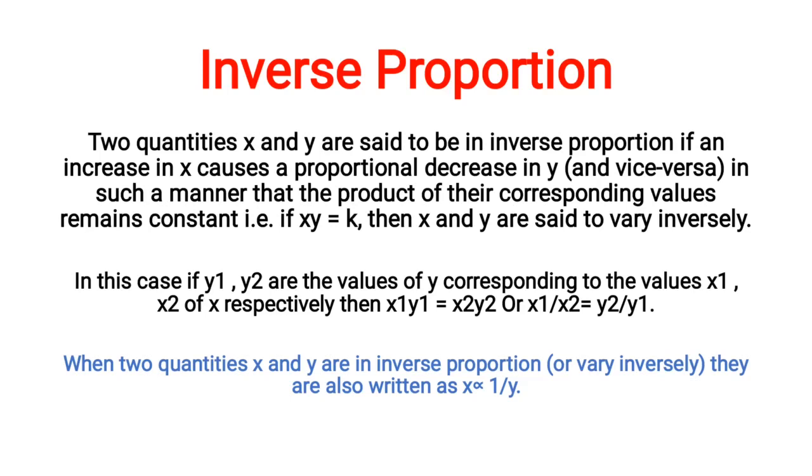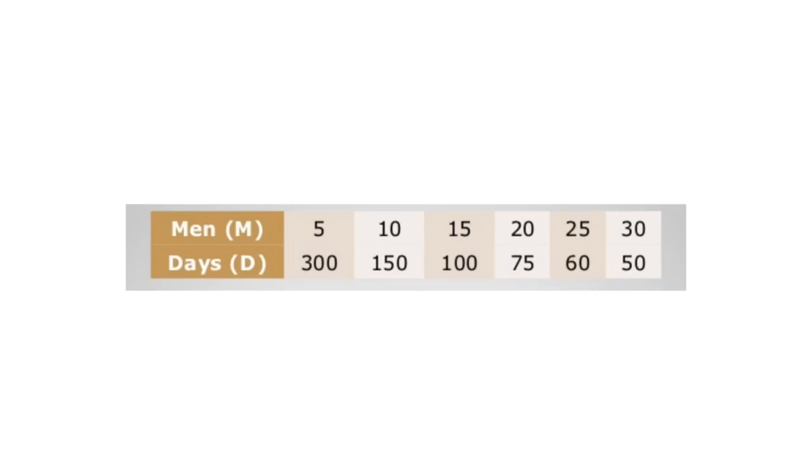In such a case, if y1 and y2 are the values of y corresponding to the values x1 and x2 of x, then x1 into y1 would be equal to x2 into y2, or x1 upon x2 would be equal to y2 upon y1. When x and y are in inverse proportion, they are written as x proportional to 1 upon y. Let us take an example to understand more about inverse proportion.